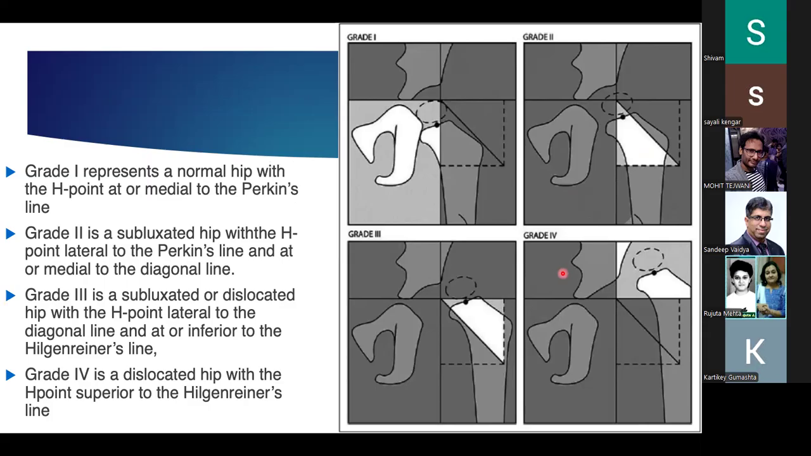Grade 1 represents a normal hip with the H point at or medial to the Perkin's line. Grade 2 is a subluxatable hip with the H point lateral to the Perkin's line and at or medial to the diagonal line. Grade 3 is a subluxated or dislocated hip with the H point lateral to the diagonal line and or inferior to the Hilgenreiner's line. Grade 4 is a dislocated hip with the H point superior to the Hilgenreiner's line.